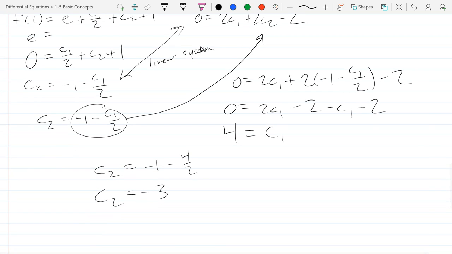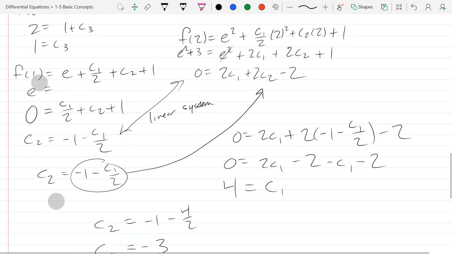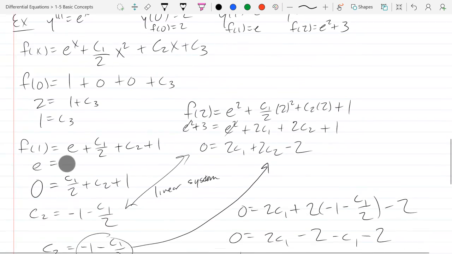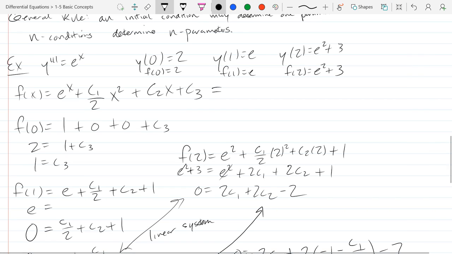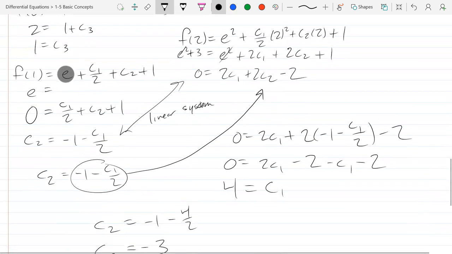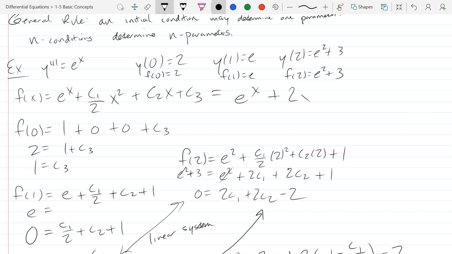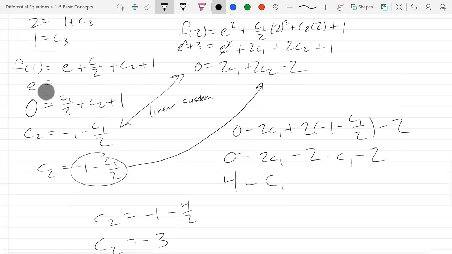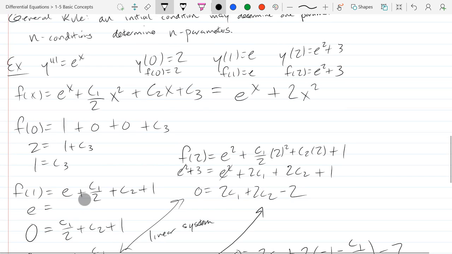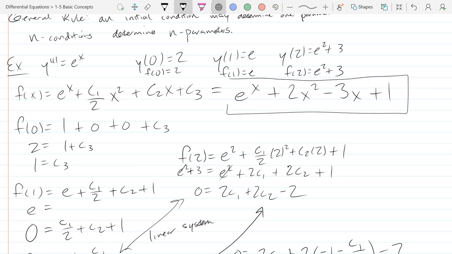We'll collect them all together in the right form, which won't let me zoom out far enough. We'll just rewrite it here. e to the x plus c1 is 4. So 4 over 2 is 2x squared. c2 is negative 3. And c3 is 1. So there is our particular f of x right there that satisfies all conditions that we started with.